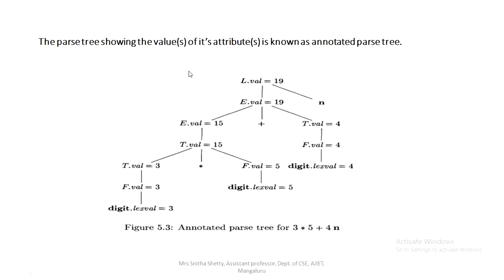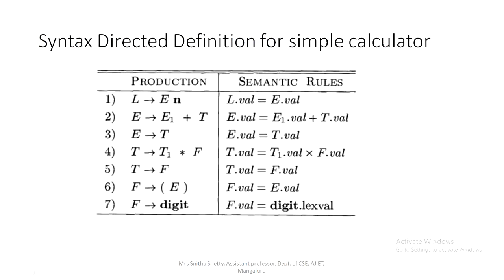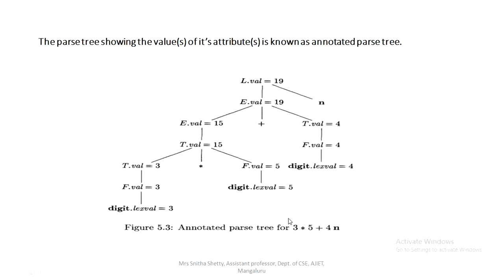So now how to construct an annotated parse tree for the given expression. The given expression is 3 star 5 plus 4n. So 3 is a terminal, 5 is a terminal, and 4 is a terminal, right? Because all these are lexical values. Using this I'm constructing the parse tree. You can see here the value is nothing but I wrote digit dot lexical value. So I'm writing the leaf nodes first: 3, 5 and 4.